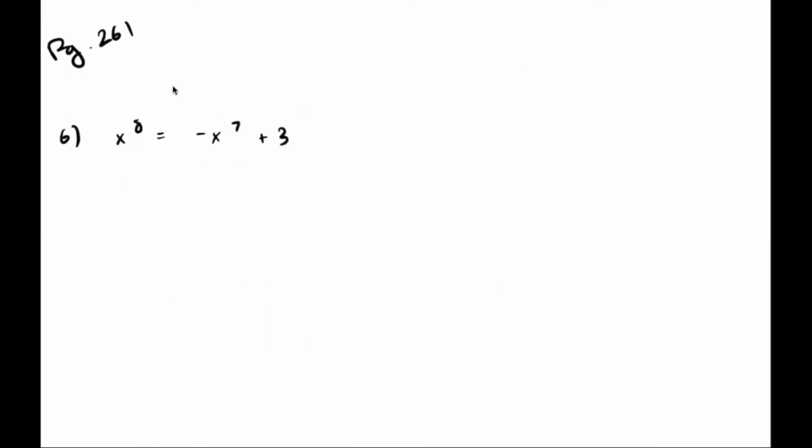Question number 6 in page 261, we're still on the same page. Again, we have to take everything to one side. We have to move everything to the other side, which will be rewritten as x to the power of 8 plus x to the power of 7 minus 3. When you write that down on your calculator, you will get something like this.